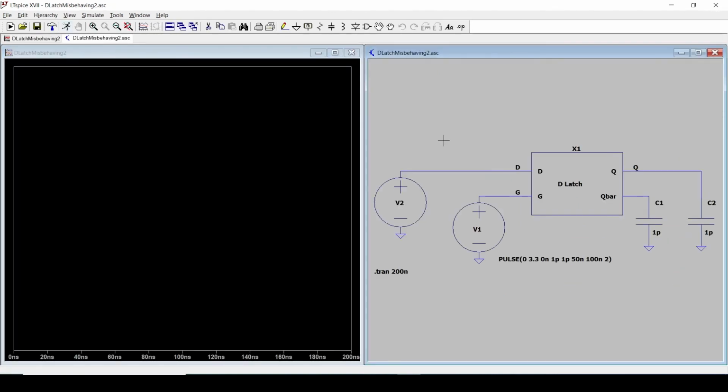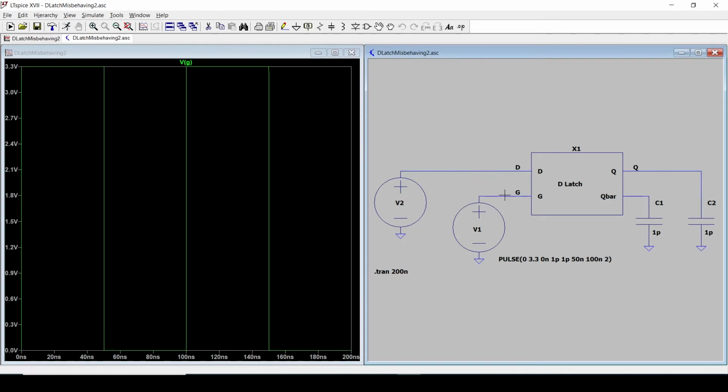Hit on the running man. The gate or enable pin looks like this. When the gate is a logic 1, then whatever is on the D pin should flow through to the Q pin. When the gate drops, the D latch stops continuously photographing the input, and the output remembers the last value that it saw at the input.